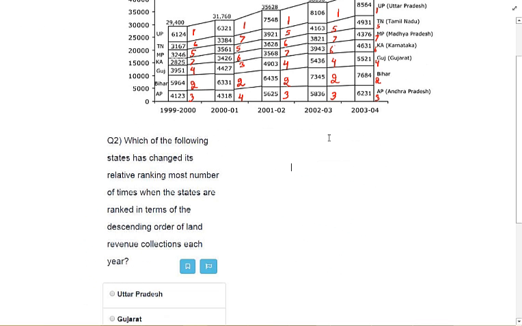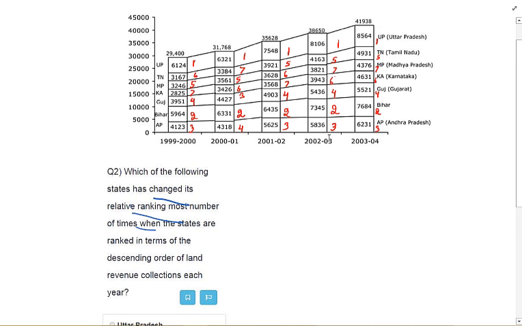Let's look at the second question. So here the question is, which state has changed its relative ranking most number of times? So which has changed its ranking most number of times? So if you have already created these numbers, you should be able to see that very quickly.